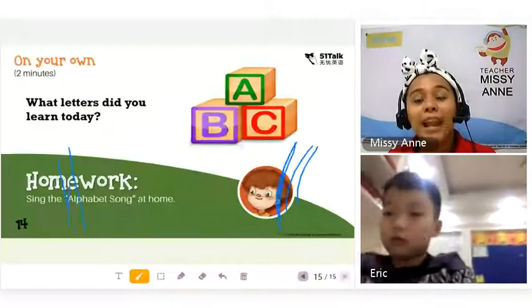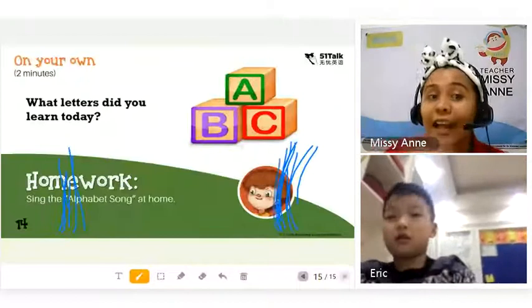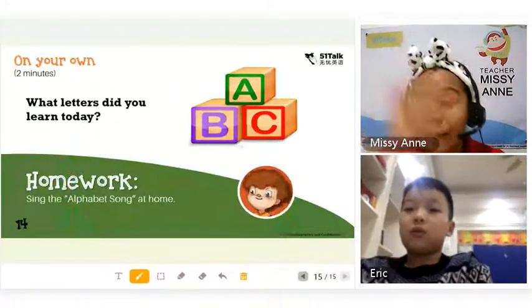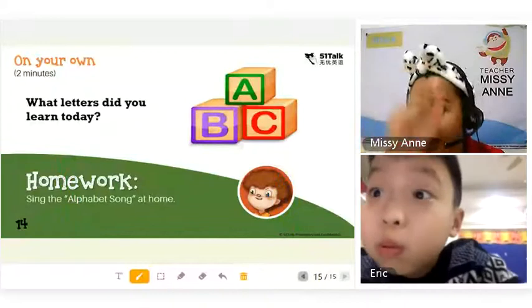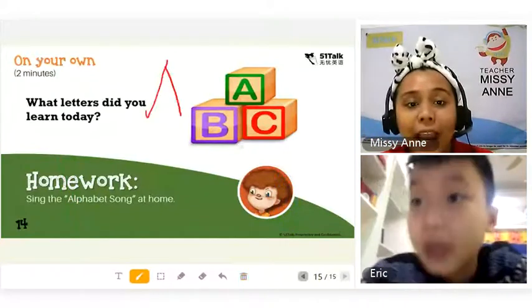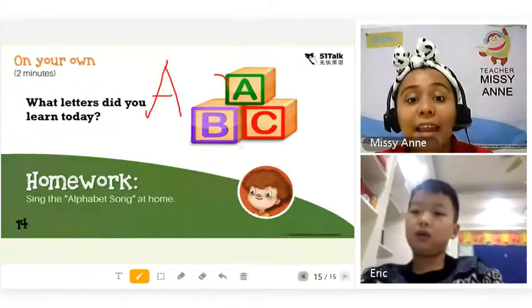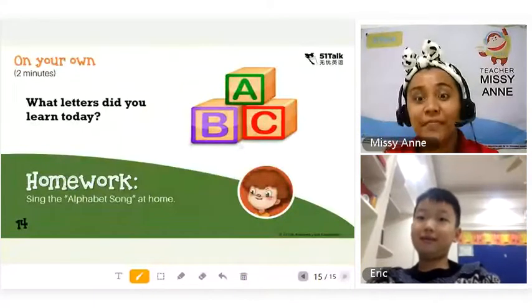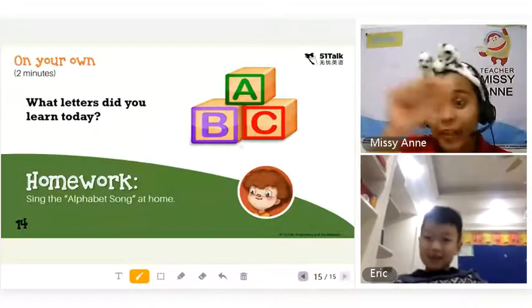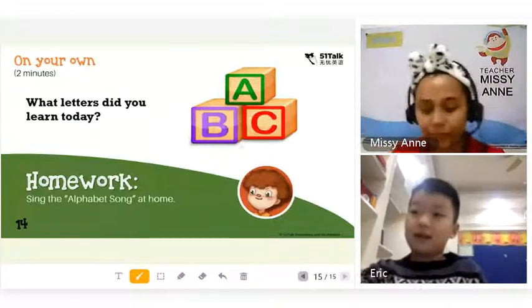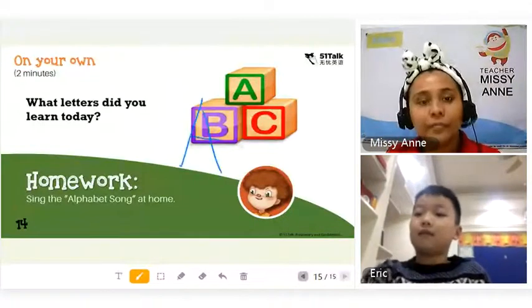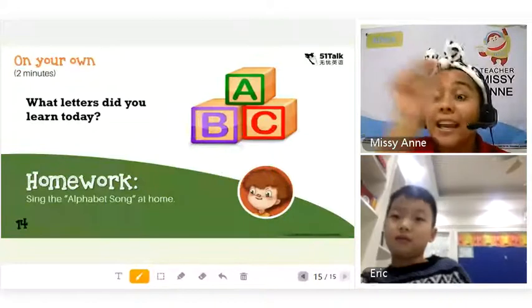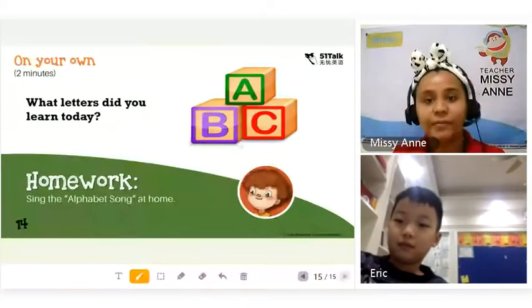Write big A and small A. Let's write big A and small A, right? Let's write big A. Okay, right. And write big B, small B.